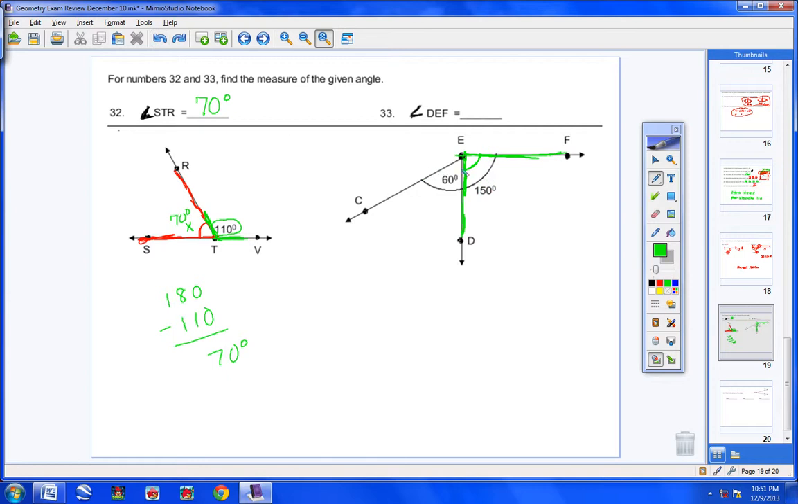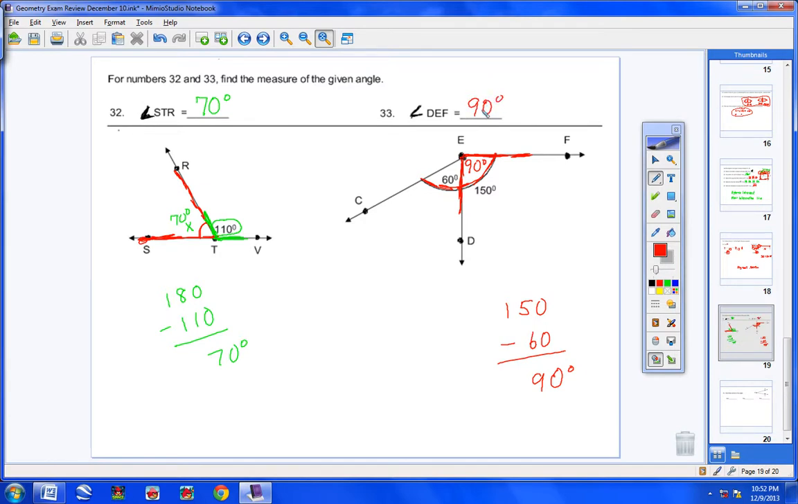And this little angle right here, I'm going to change colors and go red. This angle right here is 60 degrees. So if the whole angle is 150 and this much is 60, how do I find this little angle left over right here? Well, to me it's pretty much common sense. I'm going to take the entire angle, 150 degrees, and subtract out my 60 degrees, and I'm left with 90 degrees. So this angle right here is 90 degrees, and of course this angle is angle DEF. So angle DEF is 90 degrees.